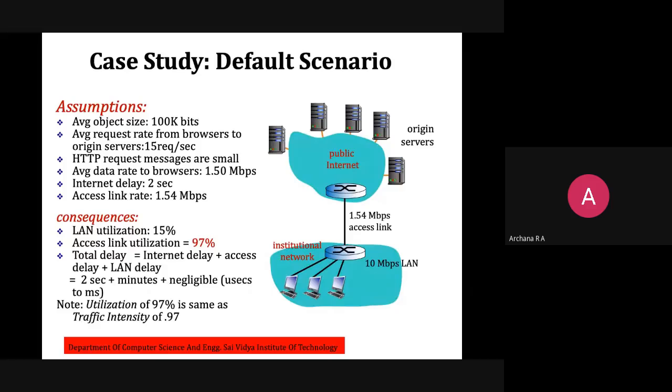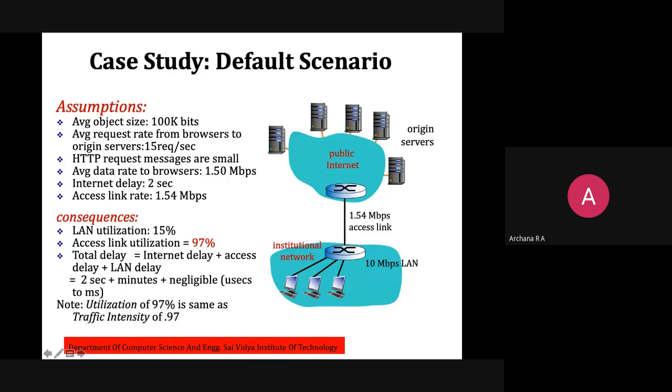All of you keep in mind: the LAN delay is the delay that occurs within your local area network. The access delay is the delay between the routers, and the internet delay is between the routers and the internet. Because with the help of the internet itself you can access the outside world. So the internet delay is given as 2 seconds.